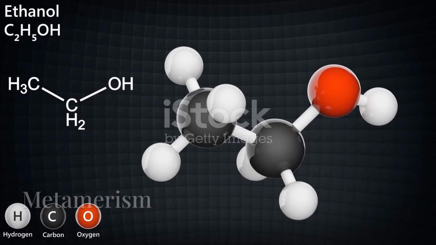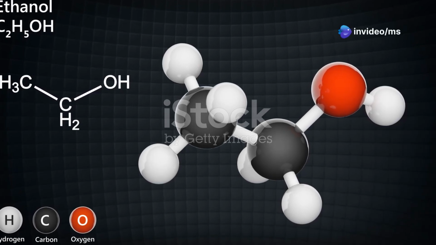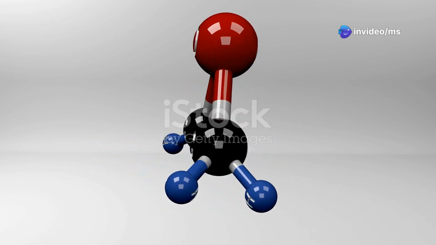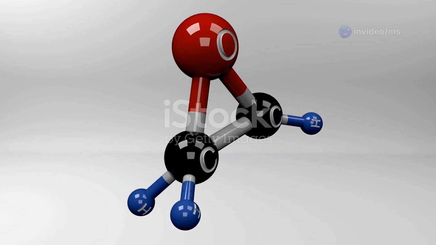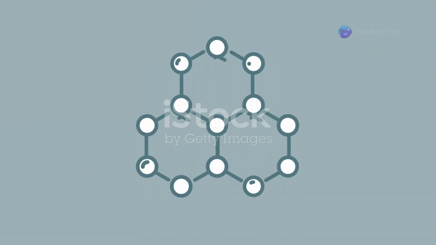Metamerism is a type of isomerism where isomers differ due to different alkyl groups on either side of a functional group, such as oxygen, nitrogen, or carbonyl. For example, the molecular formula C4H10O can represent ethoxyethane and methoxypropane.